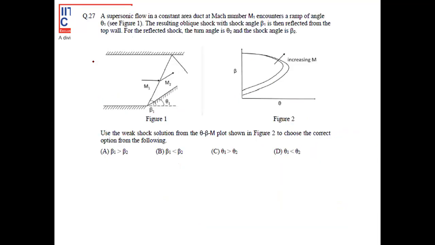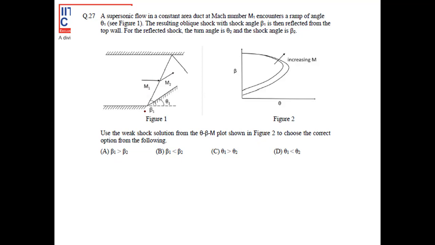Next question. A supersonic flow in a constant area duct at Mach number 1 encounters a ramp of angle theta 1. The resulting oblique shock with shock angle beta 1 is then reflected from the top wall. For the reflected shock, the turn angle is theta 2 and the shock angle is beta 2. And we have to find out which of these conditions is correct.